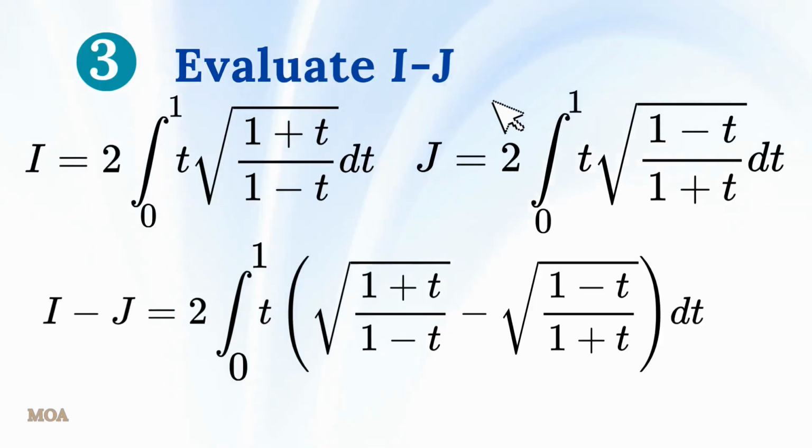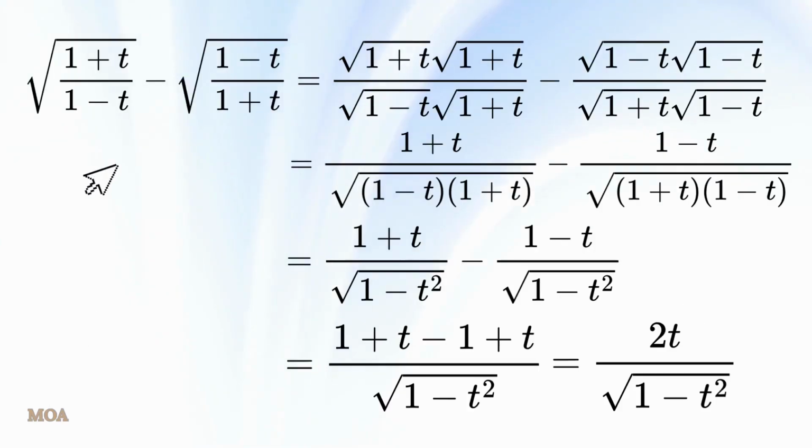Similarly, let us now determine I minus J. This gives I minus J equals 2 times the integral from 0 to 1 of t times the quantity, square root of 1 plus t divided by 1 minus t, minus square root of 1 minus t divided by 1 plus t, dt. Again, simplify the expression inside the parentheses. This difference simplifies to 2t divided by the square root of 1 minus t squared.